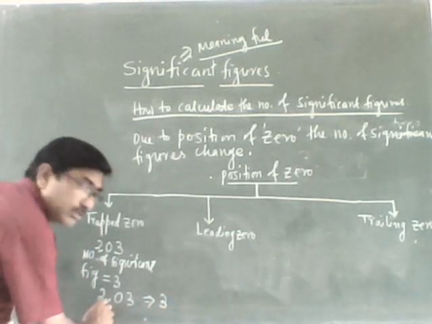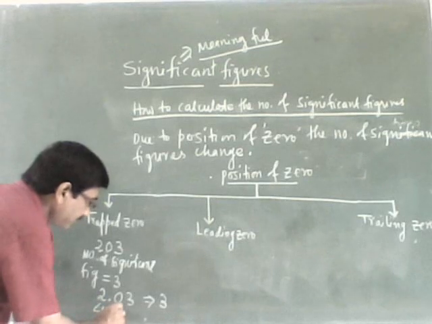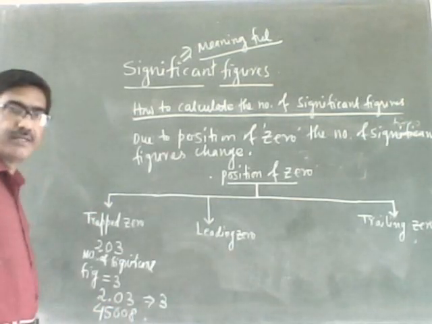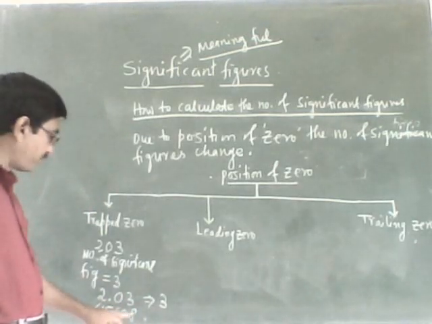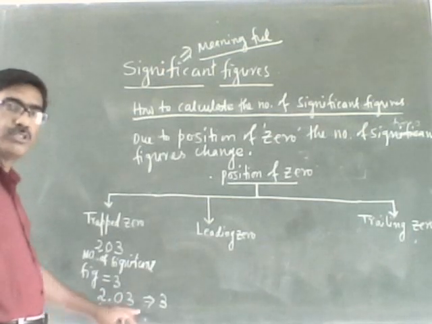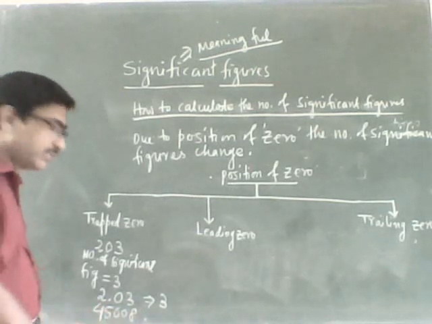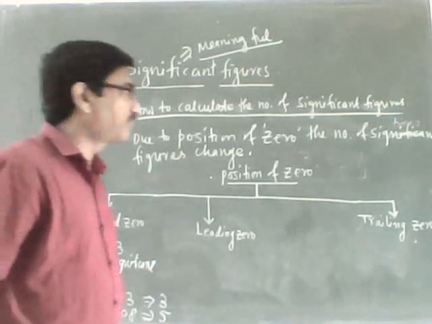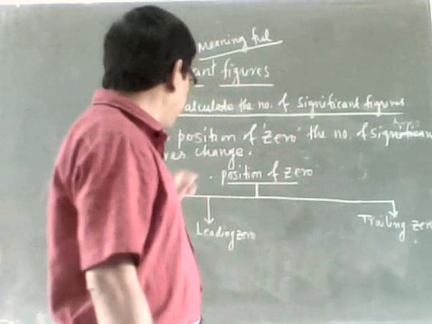If it is 45008, then what will be the number of significant figures? These two zeros are again trapped by non-zero digits, so they are significant. So 1, 2, 3, 4, 5: the number of significant figures is 5. Okay, is it clear? So this is trapped zero.